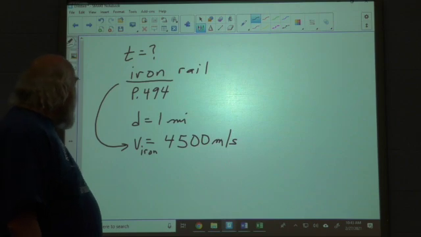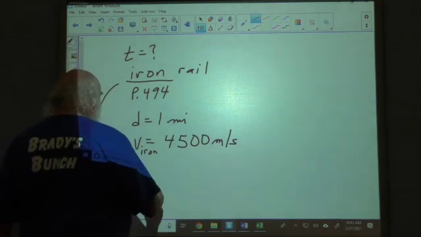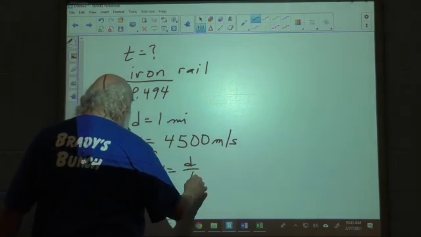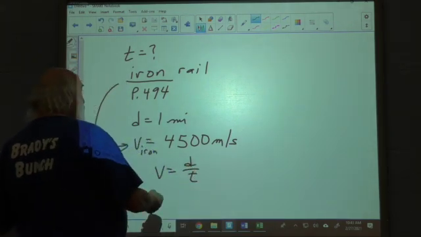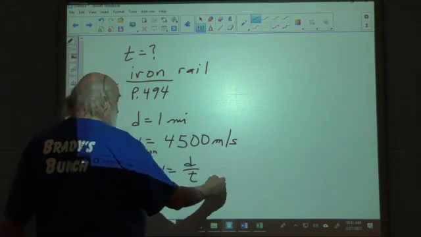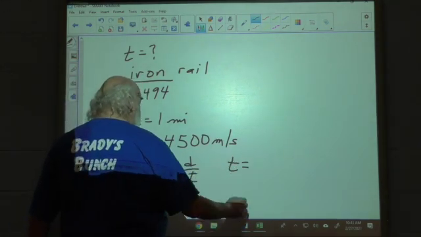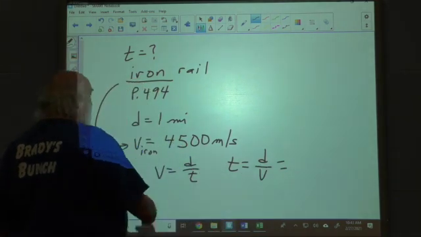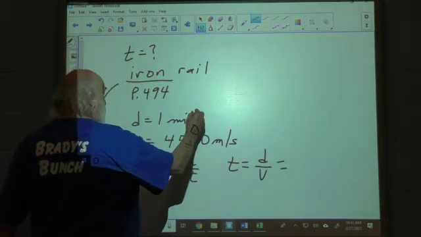All right, so now we're trying to find time. So we know that velocity equals distance over time. And since we're trying to find time, we can just flip-flop these around, and time is going to equal the distance over velocity. Well, we've got to find the distance, don't we? So let's go with this 1 mile.